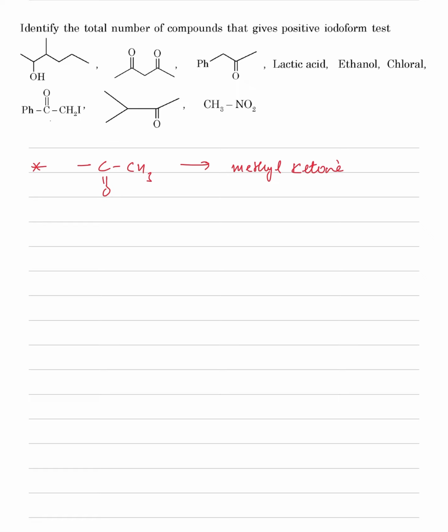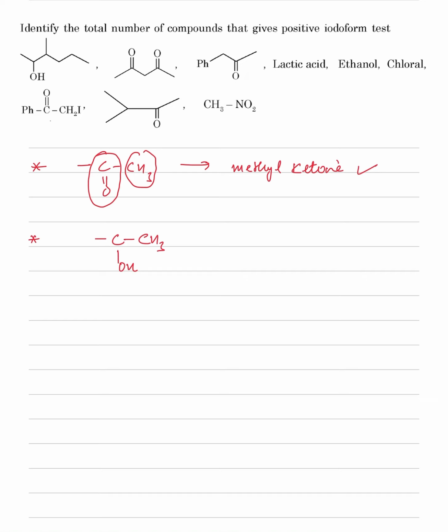That means here, the second last carbon must contain the carbonyl group, and the last carbon should be in the form of a methyl group. This is the meaning of methyl ketone. Or any molecule which is in the form of a secondary alcohol, right? That is, the second last carbon should contain the OH group, and the last carbon should be in the form of CH3. Now, one thing is easy to understand: carbonyl compounds like the methyl ketone above definitely show us a positive iodoform test. But what about the second one?